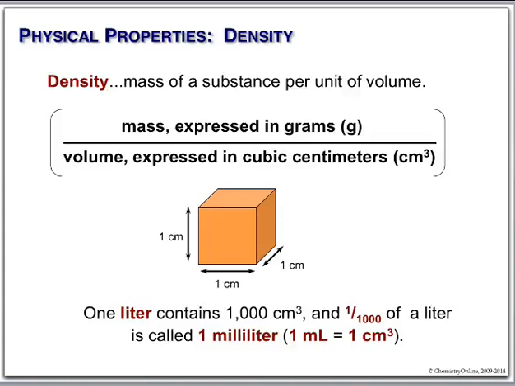A unit that we use a lot in chemistry is a liter. A liter contains exactly 1,000 cubic centimeters. So the two are directly related. If we have 1 cubic centimeter, that's 1/1000th of that, we call that a milliliter. Remember, milli is 10 to the minus 3, so that's 1/1000th of a liter, abbreviated mL. When you measure liquids in lab, and we will, you're going to measure these in milliliters. Remember, 1 milliliter is exactly 1 cubic centimeter. That's by definition.